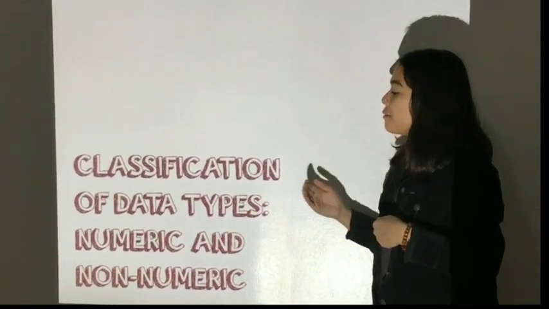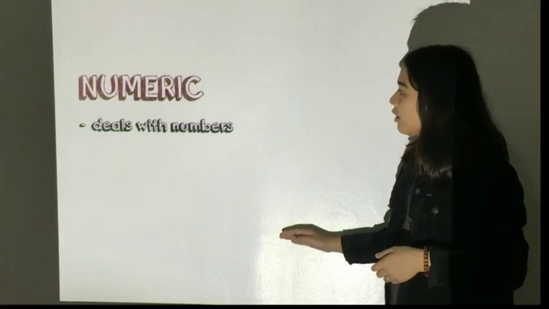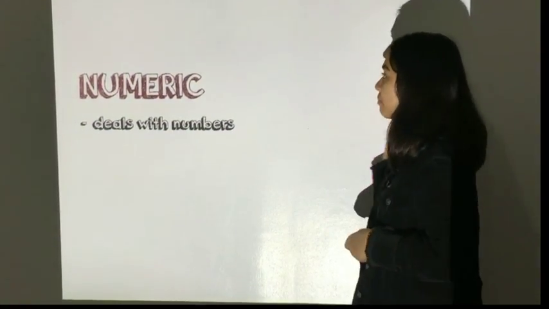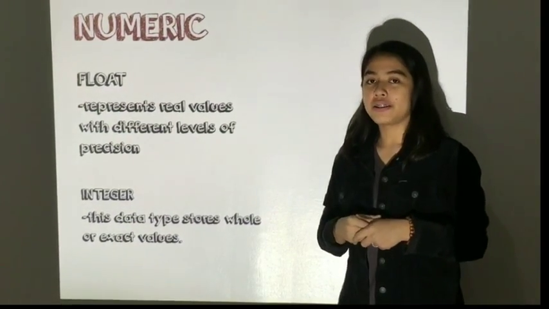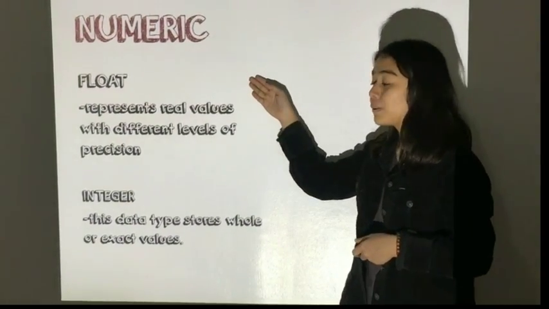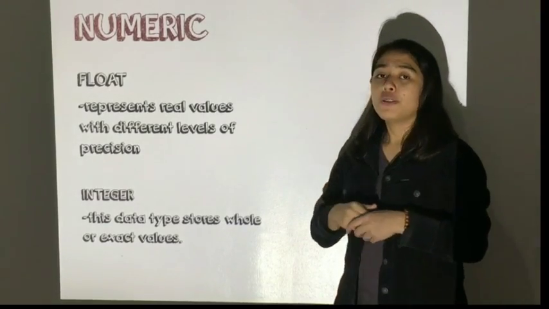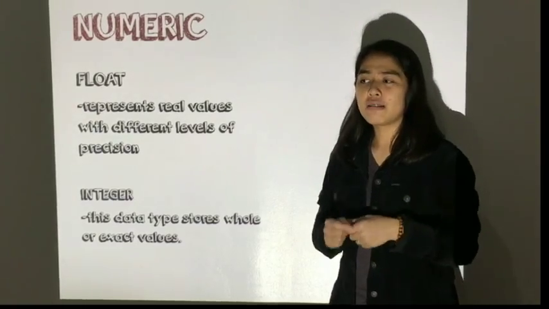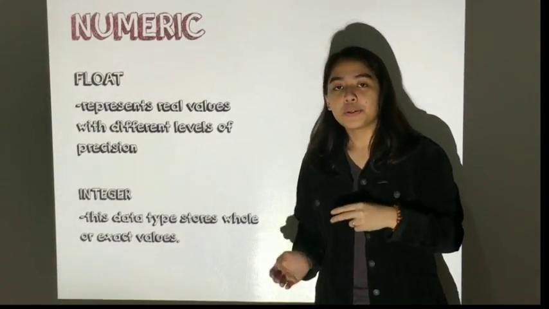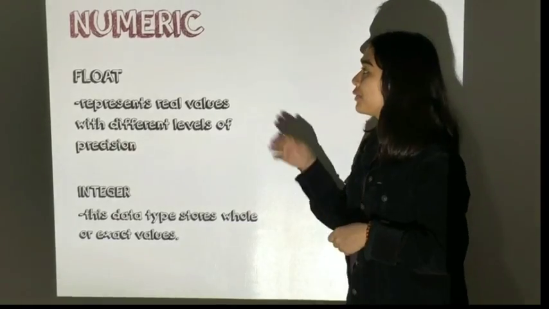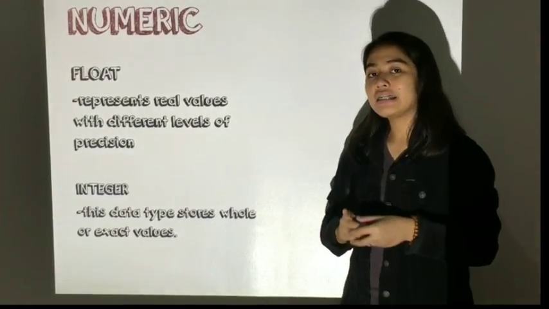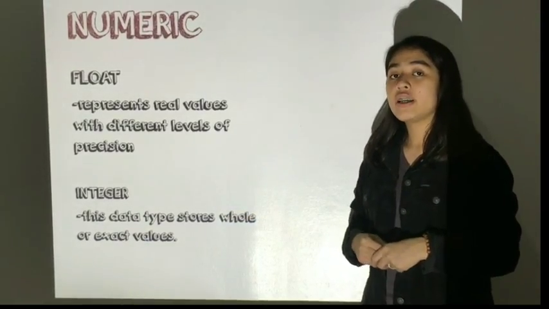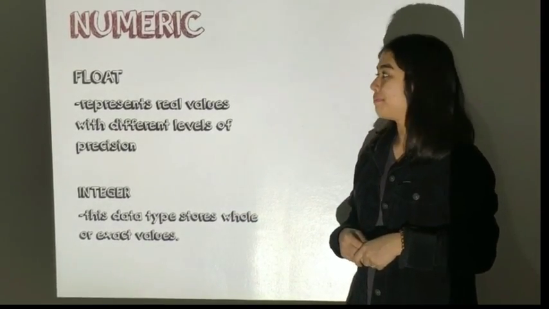Classifications of data types: numeric and non-numeric. Numeric, from the word itself, deals with numbers. Under numeric, there are two subtypes. First is float, the second one is integer. Float deals with values with different levels of precision. For example, if you are asked to input a number with decimal places, then you will have to use the float data type. However, if you are asked to input a whole number, you will have to use the integer type because it stores whole or exact values.